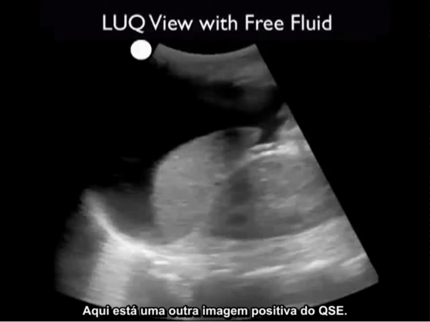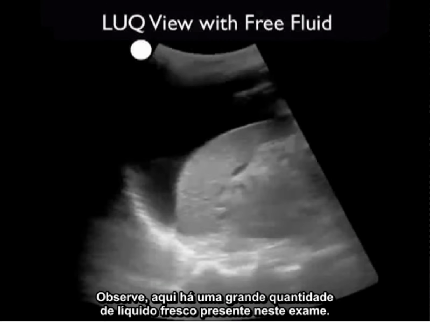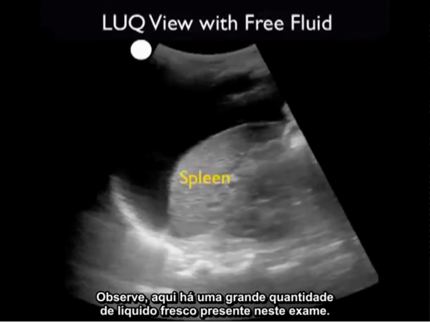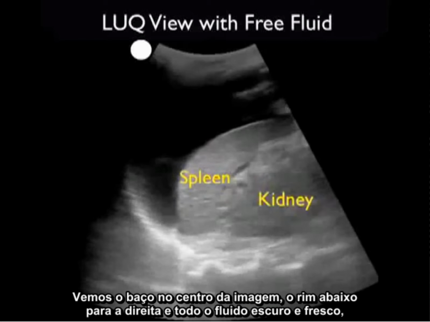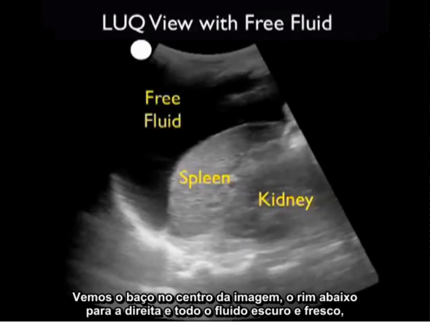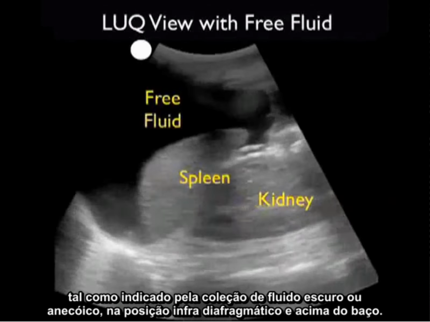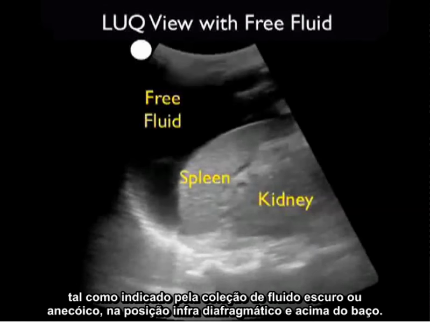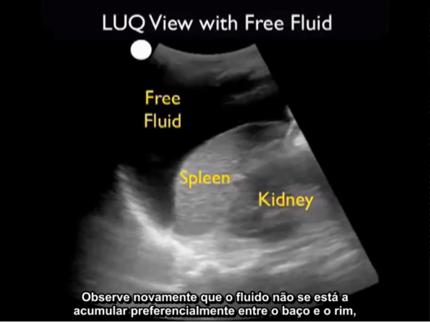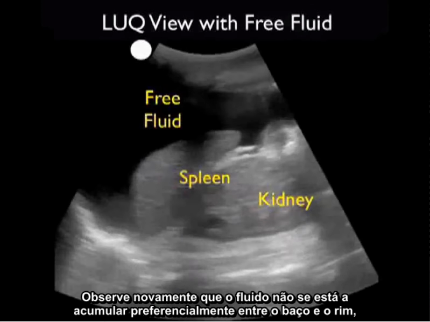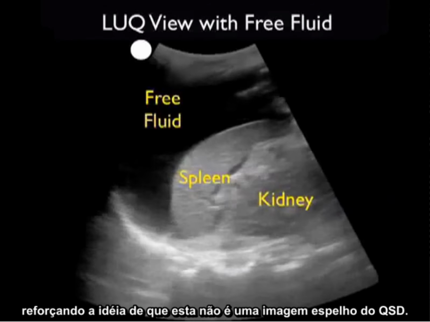Here's another positive left upper quadrant view. Notice here there's a larger amount of fresh fluid present on this examination. We see the spleen in the middle of the image, the kidney inferiorly there to the right, and all the dark fresh fluid as indicated by the dark or anechoic fluid collection as seen infradiaphragmatic and above the spleen. Notice again that the fluid is not preferentially layering out in between the spleen and the kidney, reinforcing the point that this is not a mirror image of the right upper quadrant.